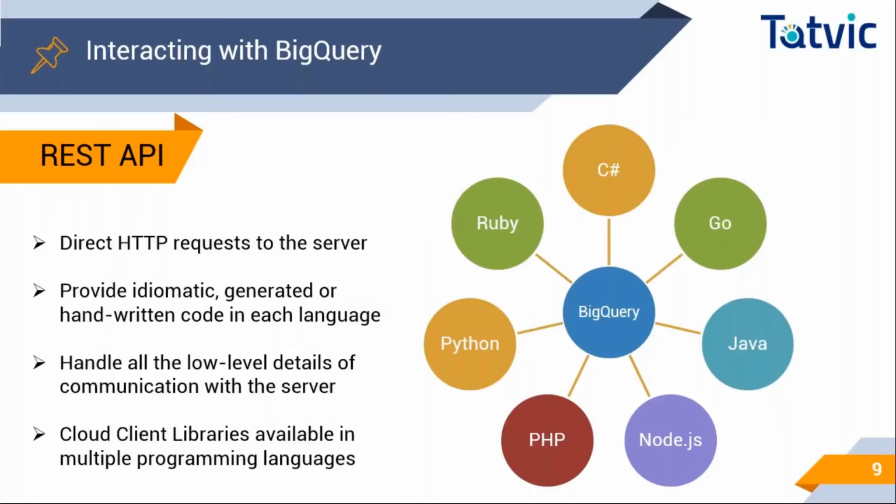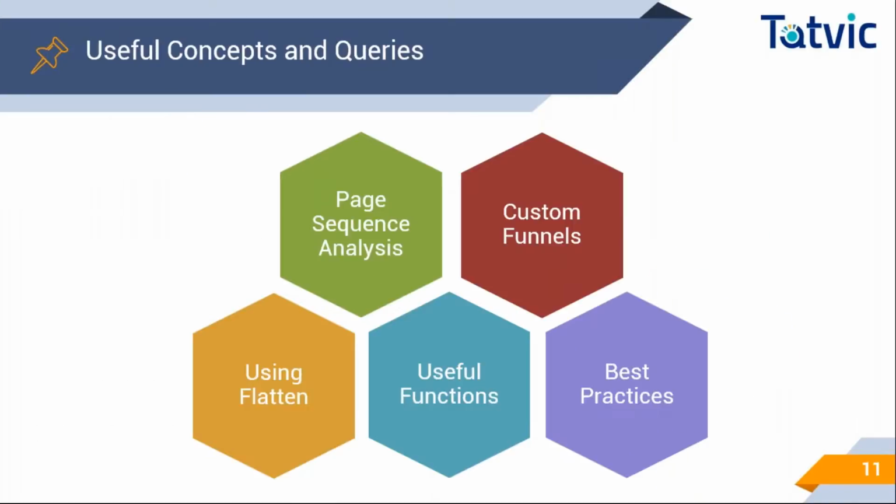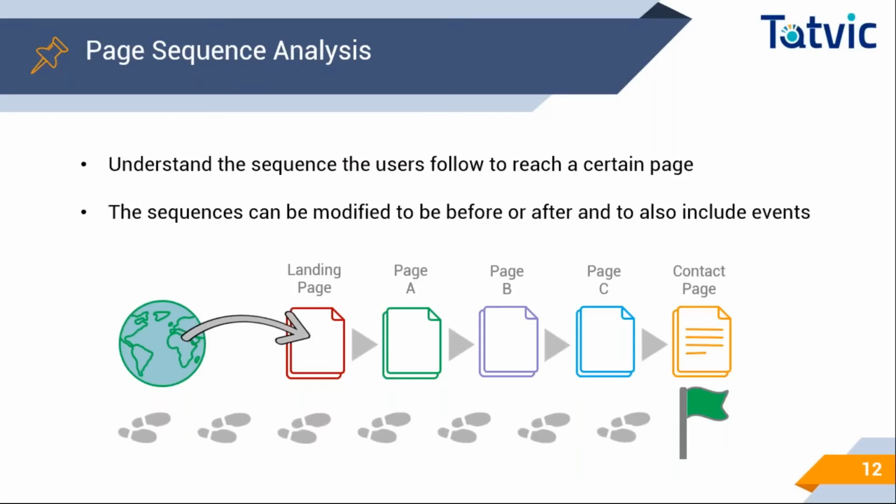All right. So moving ahead, let's discuss the useful concepts and queries. We would be covering two types of main queries or analysis that are generally used. The first one is page sequence analysis, followed by custom funnels. And after that, we will discuss the useful concepts in BigQuery which we need to keep in mind while writing the queries or doing the analysis part.